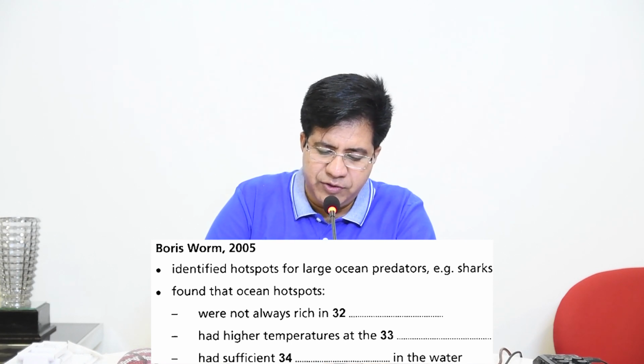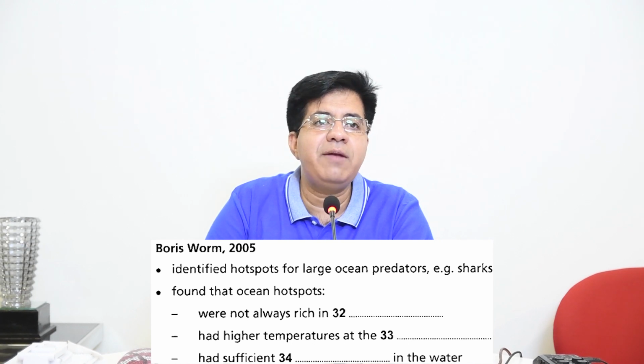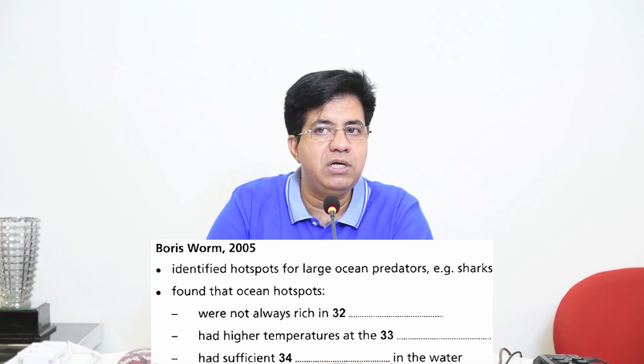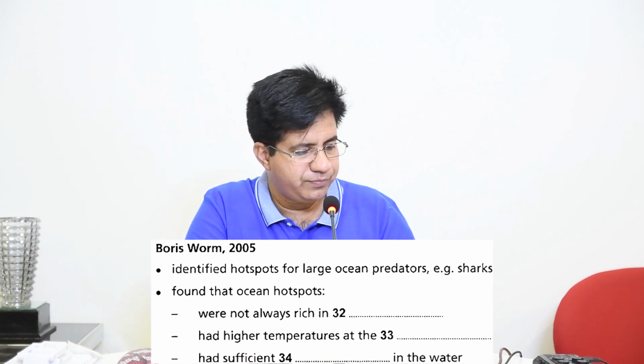Water at the surface of the ocean had higher temperature. So the answer is surface. Very good. Okay, question number 34. Had sufficient dash in water. Now it can be a mineral which is found in water, or it can be anything.